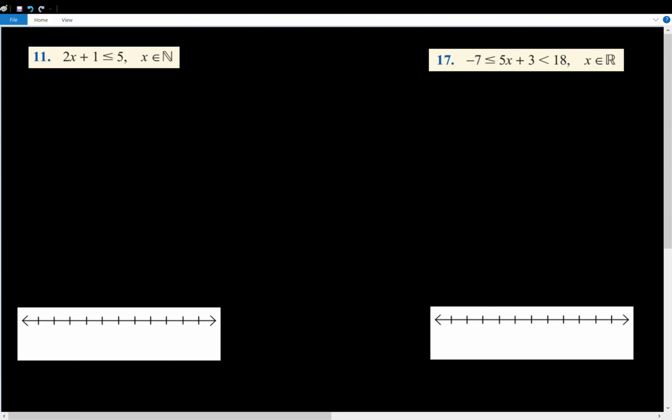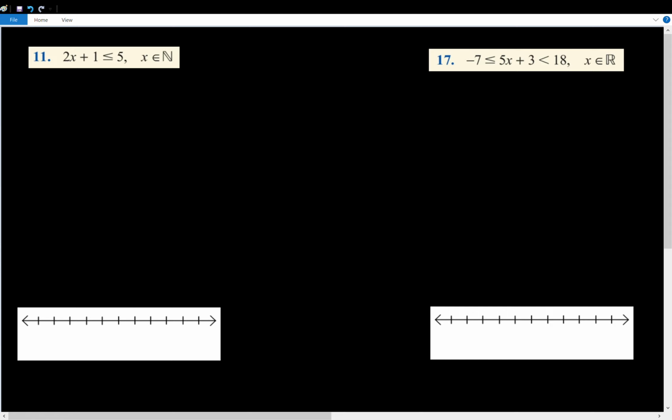This is questions 11 and 17 from exercise 1.12 in Project Maths 3A. We have to solve each of the following inequalities and we have to graph the answers on a number line. So we'll start with question 11 over here.